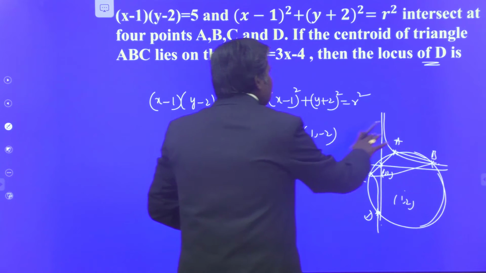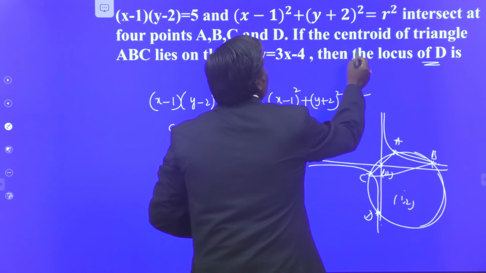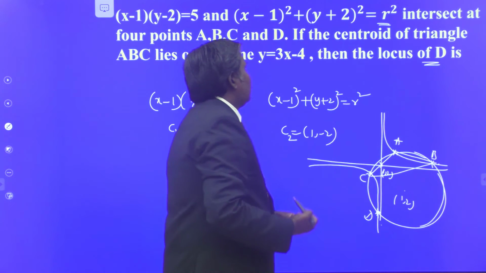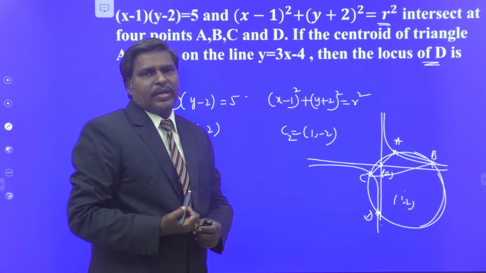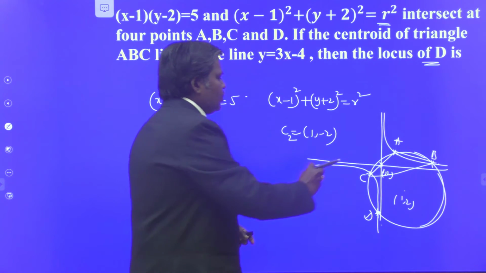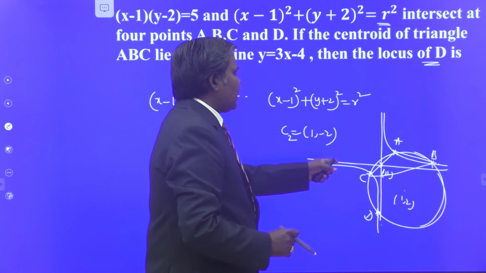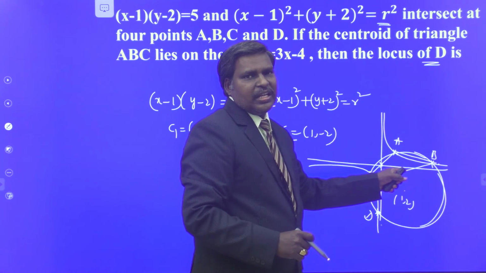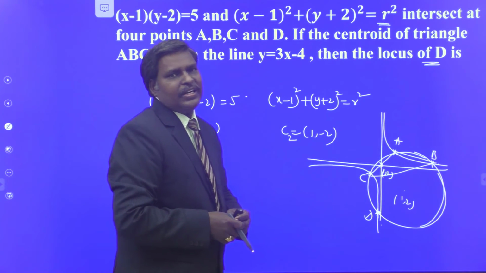Why is D varying, why are the points varying? Here the radius is unknown: x minus 1 whole square plus y plus 2 whole square equal to r square. So when r is varying, your circle is varying, and their points of intersection are varying. The centroid of the triangle ABC is also varying, and from that, D is also varying. You have to find the locus of D.